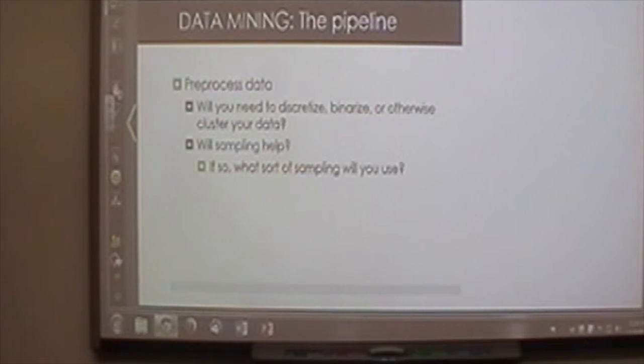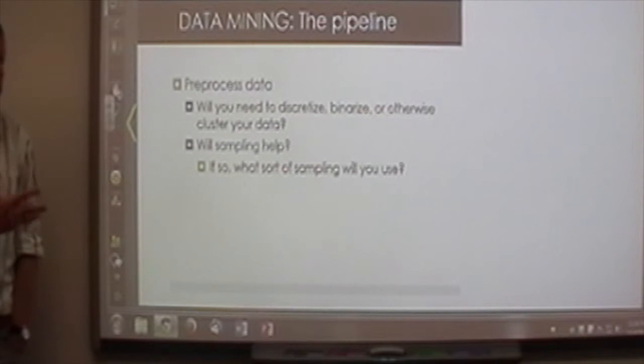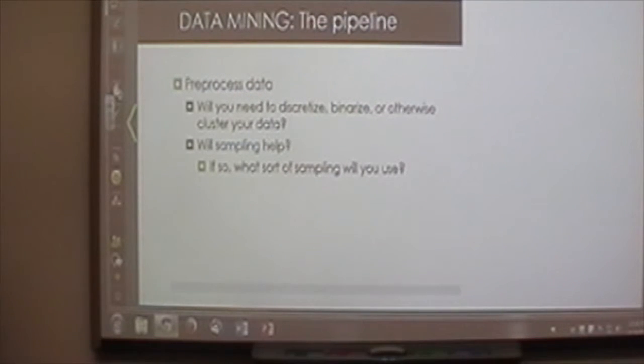And do you have so much data? I don't think in either of these cases we have so much data that we're going to need to be using sampling. But if you do, is that going to help speed up the algorithm? So you don't have to look at all the data, but you just take random samples and run them through. If so, what sort of sampling?